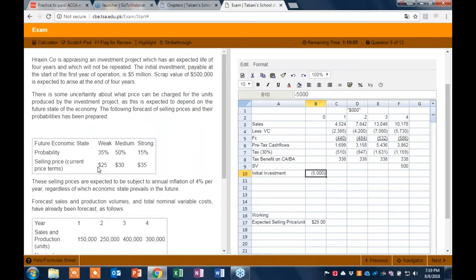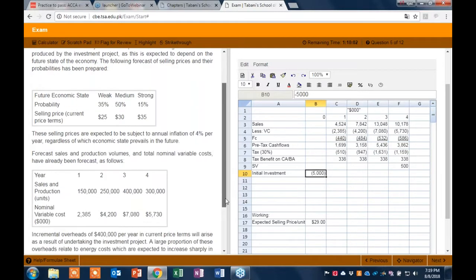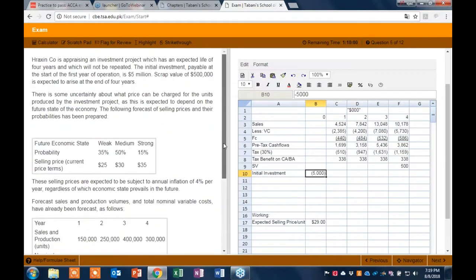So these were the cash flows. I don't think we are left with any other cash flow. There is no working capital given in the question. So let's calculate the net cash flows. And the net cash flows will be the sum of pre-tax cash flows and the initial investment. These are the net cash flows.